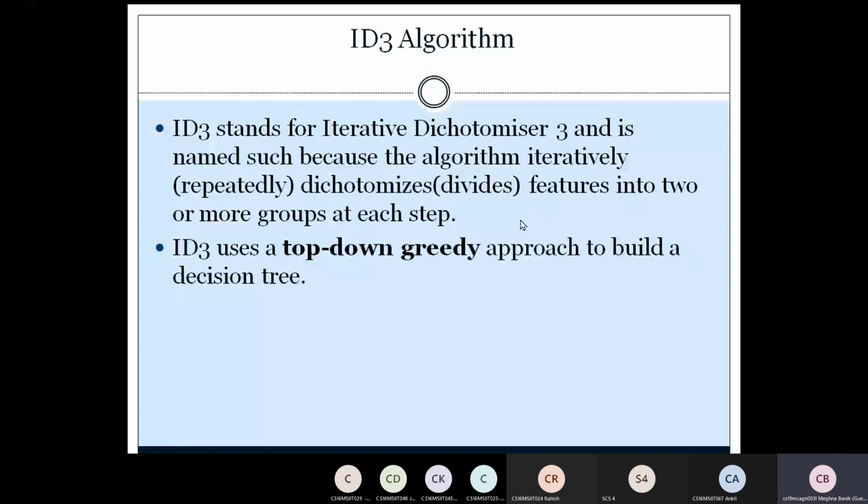Right. Okay, thank you. ID3 algorithm stands for Iterative Dichotomizer 3, and it is named such because this algorithm iteratively or repeatedly dichotomizes, that is, divides features into two or more groups at each step. ID3 uses a top-down greedy approach to build a decision tree. In a simple top-down approach, we just start building the tree from top, whereas in a greedy approach, at each iteration or repetition, the best feature at present moment is selected to create a node.